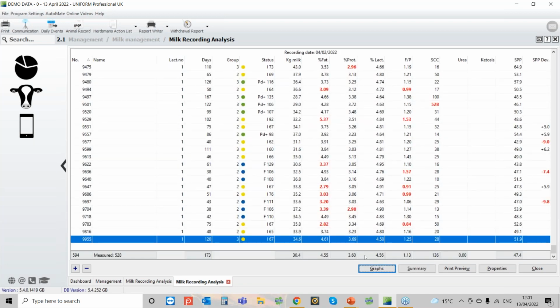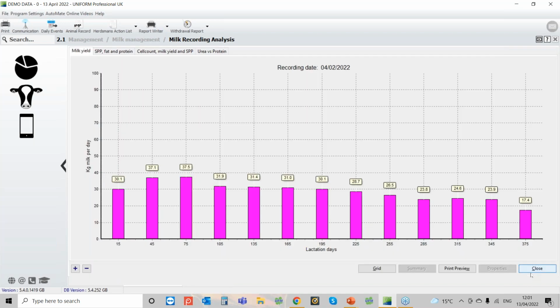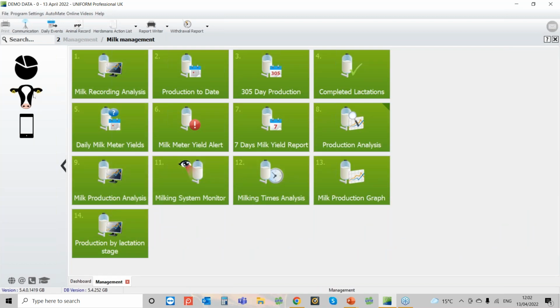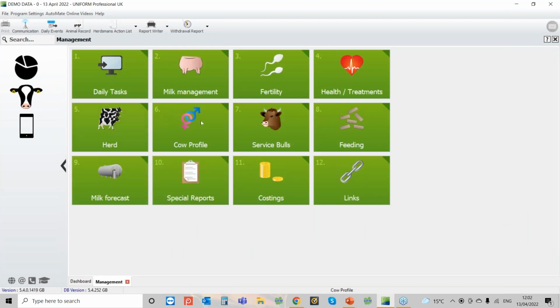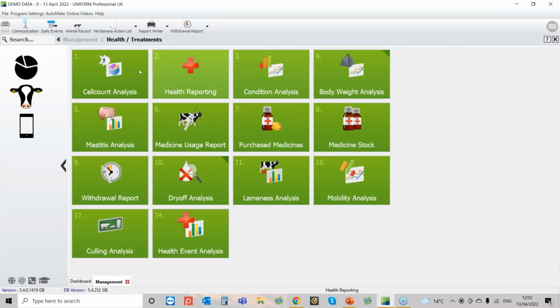How can I look at cell counts over a period of time? Well, if we close that, you'll find this information if we go to the cow's head. You go to number 4, health and treatments, and then number 1, cell count analysis.